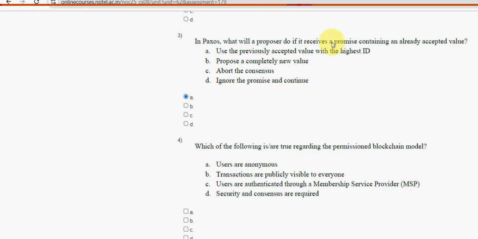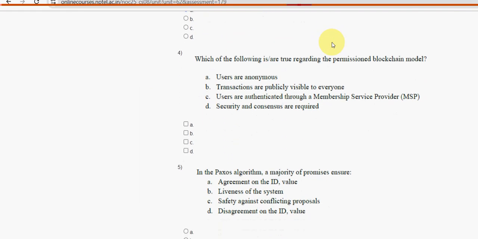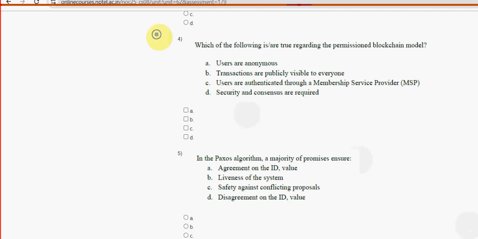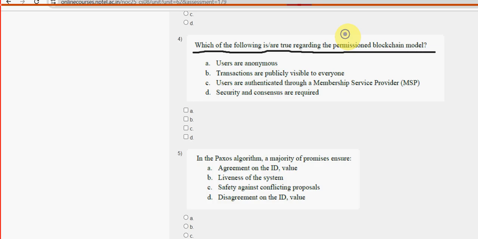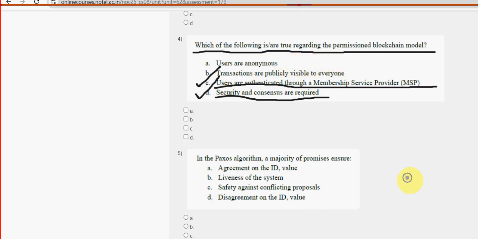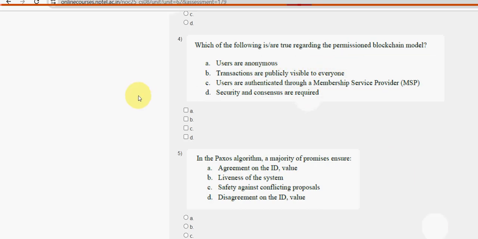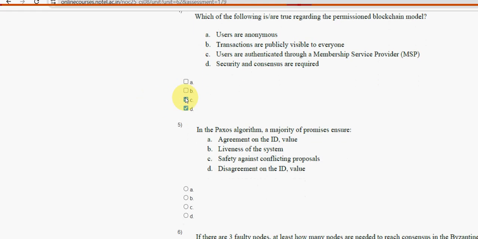Next, fourth question. Which of the following is/are true regarding the permissioned blockchain model? For the fourth question, we have got two probable solutions. Option D, security and consensus are required, and the other one is option C, guys. Users are authenticated through a membership service provider, MSP. So mark option C and option D. Next, fifth one.